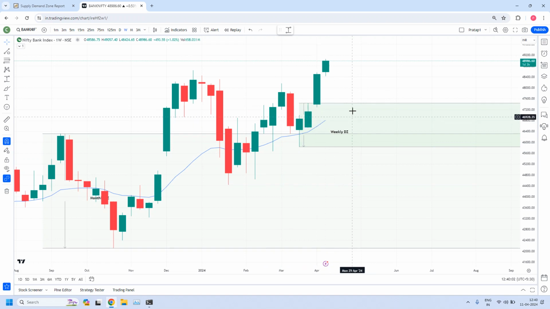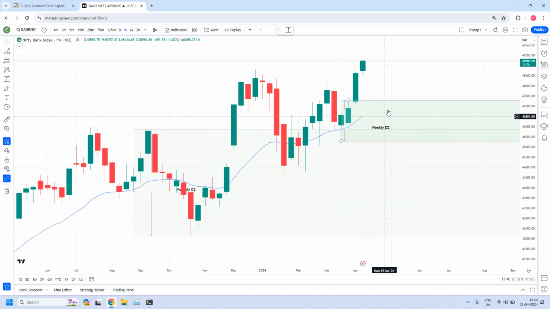Suppose if there is any demand zone in this weekly zone, and all of a sudden prices come to this weekly demand zone, definitely you can plan a trade here. That will give a very good opportunity for holding for a long period. This is for swing or positional traders I am talking about. Okay, this is about the weekly time frame, and this weekly zone is also an all-time high demand zone.